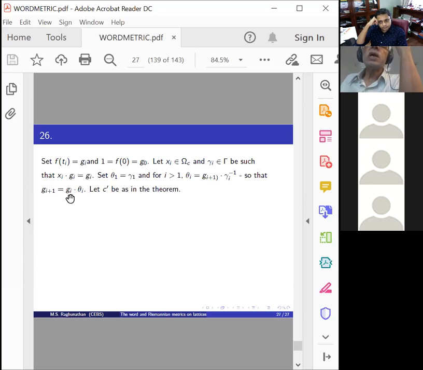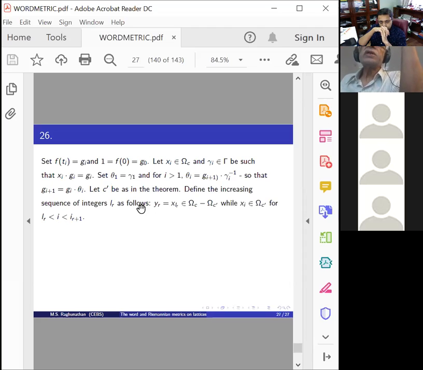So the distance between g_i and g_i θ_i is going to be rho, remember. g_i θ_i is after all g_{i+1}. The distance to g_{i+1} is rho. So g_i θ_i to g_{i+1} is rho. Let C prime be as in the theorem. That's the one which determines when an element gamma taking a point in the Siegel domain into itself or into a slightly different Siegel domain belongs to a parabolic group.